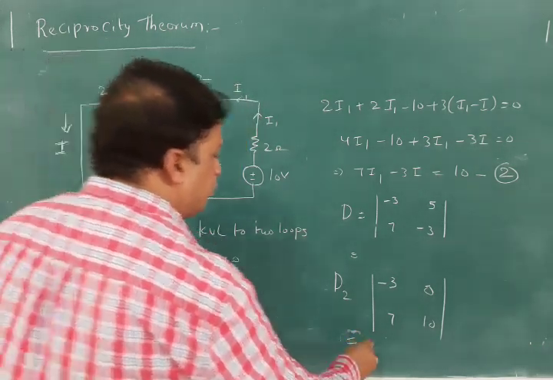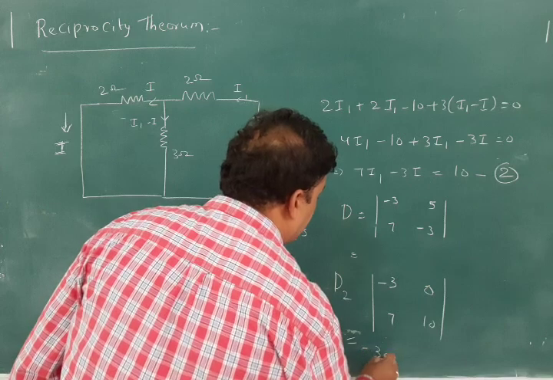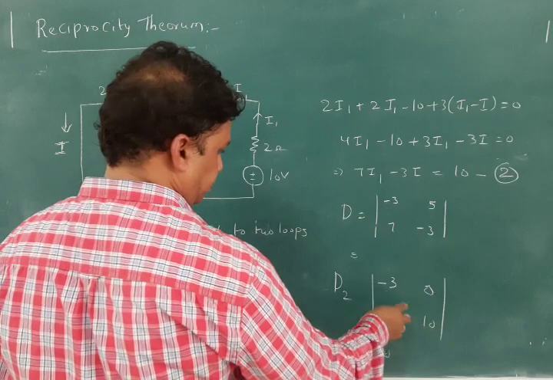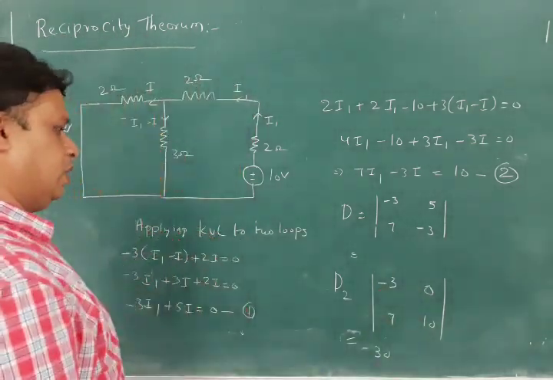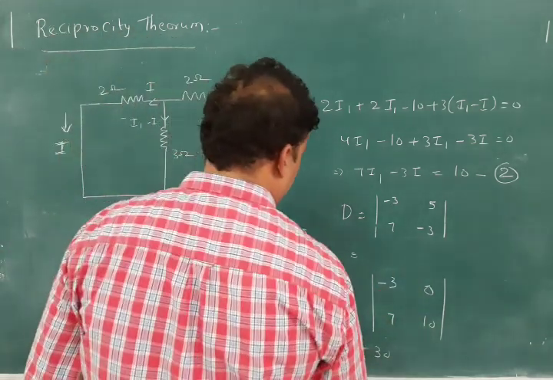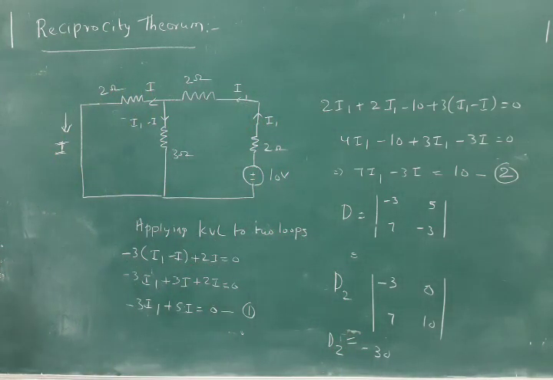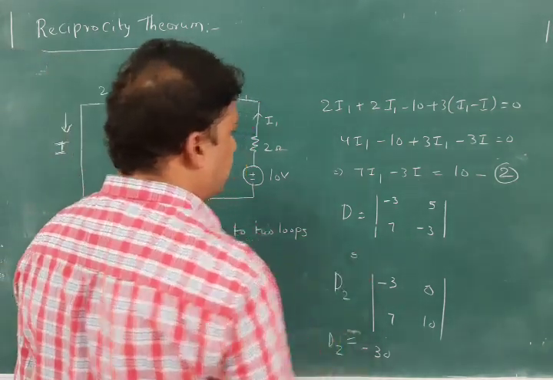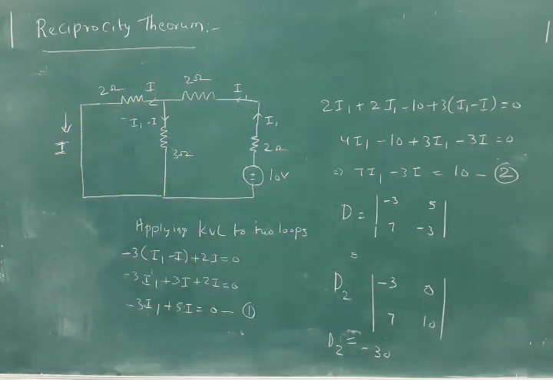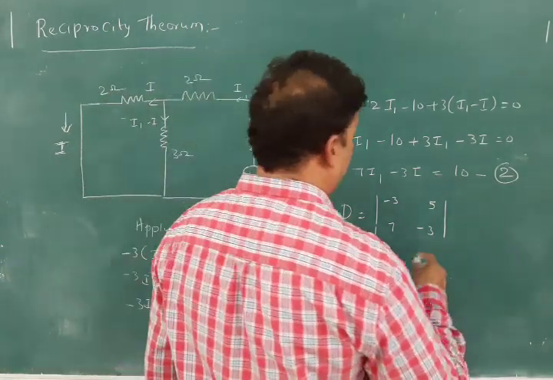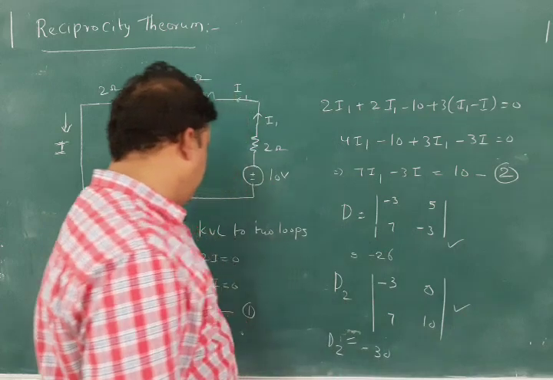Now D2 is equal to minus 30. Why? Because AD minus BC. A, B, C, D is there, AD minus BC. Minus 30 plus minus 0. So you got the D2 value. And what is D? Already we have found the values, minus 30, and D is minus 26. We have the D value and the D2 value. Now we have to find only the I value.